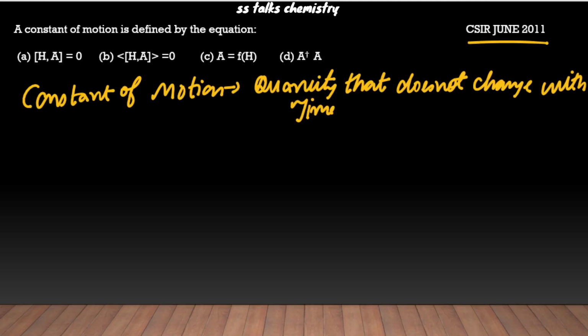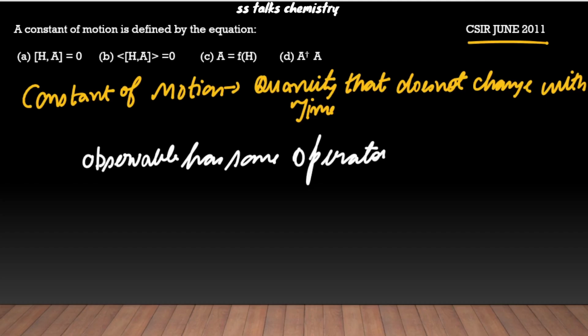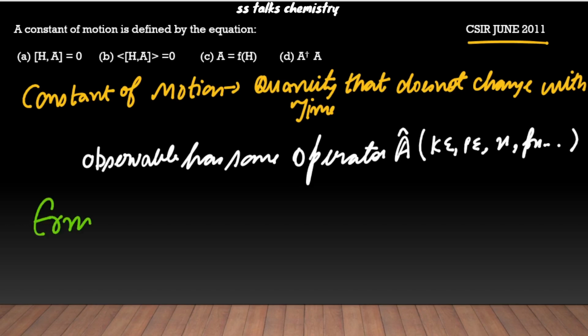Now in quantum mechanics, we know that for every observable, like kinetic energy, potential energy, momentum, position, we have the corresponding operators, right? So here the quantity refers to those observable quantities. Now observables are going to have some operator. Let the observable have some operator A. This could be the operator of kinetic energy, potential energy, position, or momentum in any direction; any of the operators could be there. So according to the Ehrenfest theorem, this constant of motion is defined.